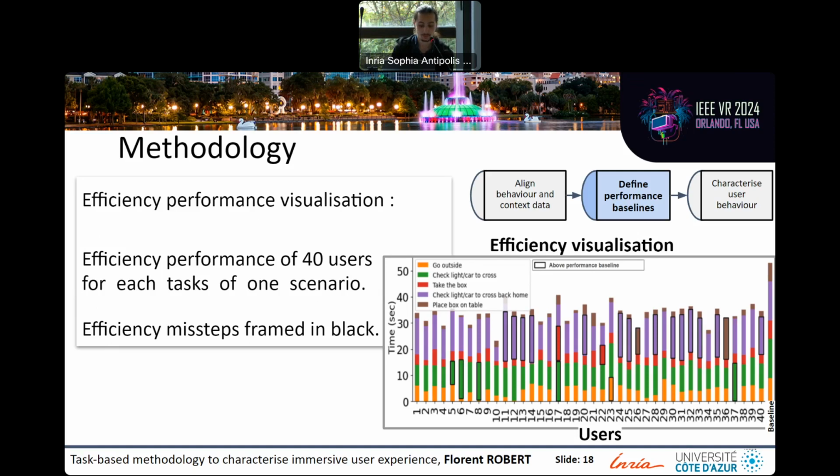When the task is above the baseline value of efficiency, then it's framed in black, which means that they did a misstep of efficiency. So you can see that most of the tasks framed in black are the green one and the purple one, which are the cross the road tasks. So that's the expected result.